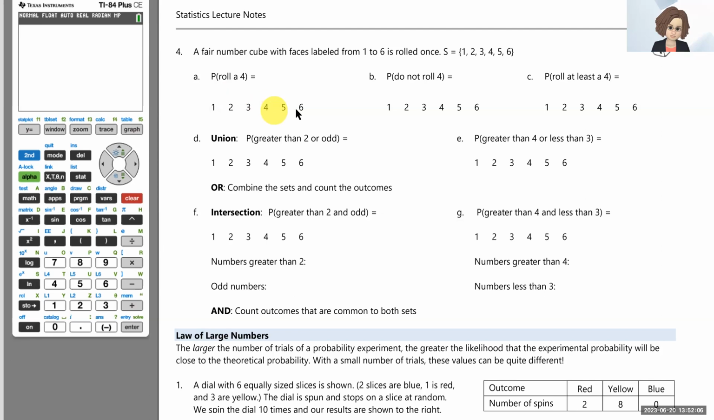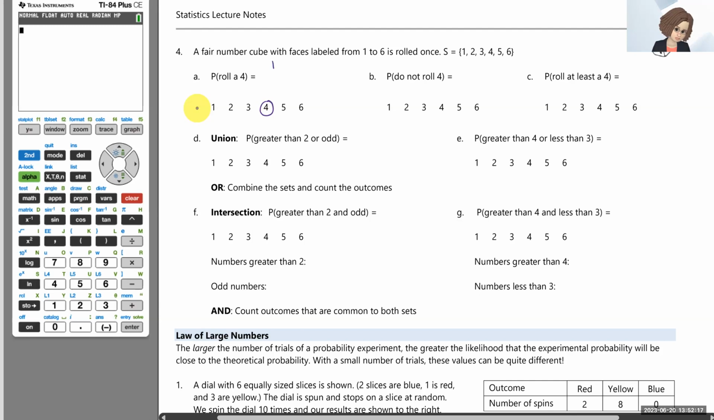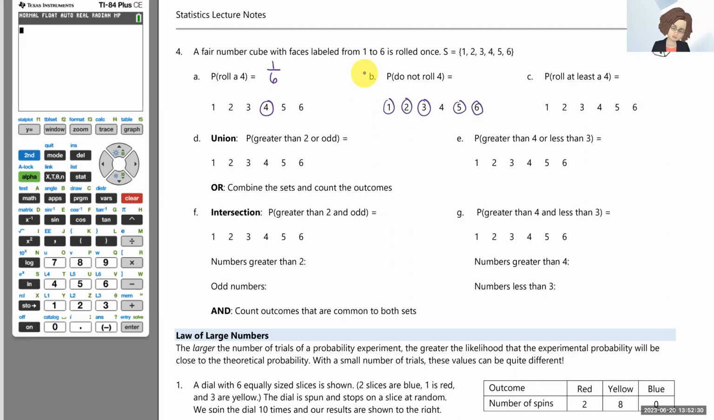So what I've done is just written the sample space across the page here, so we can go ahead and circle events of interest. So the chances that I roll a 4, so of course out of those 6, just one of those ways results in 4, so 1 out of 6. And then my chances of not rolling a 4, so that would be either 1, 2, 3, 5, or 6. So the other 5 numbers out of those 6 that are not a 4.